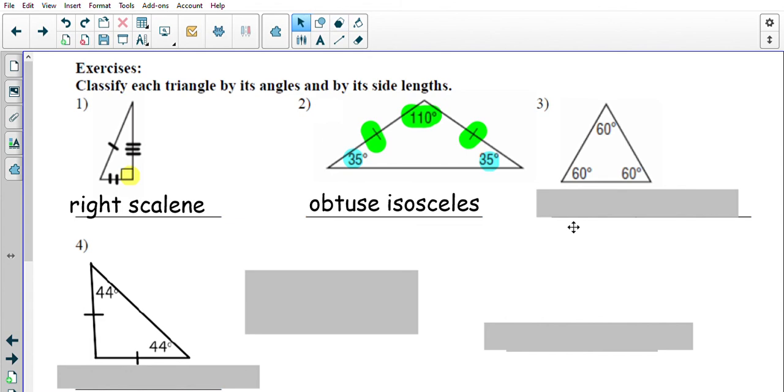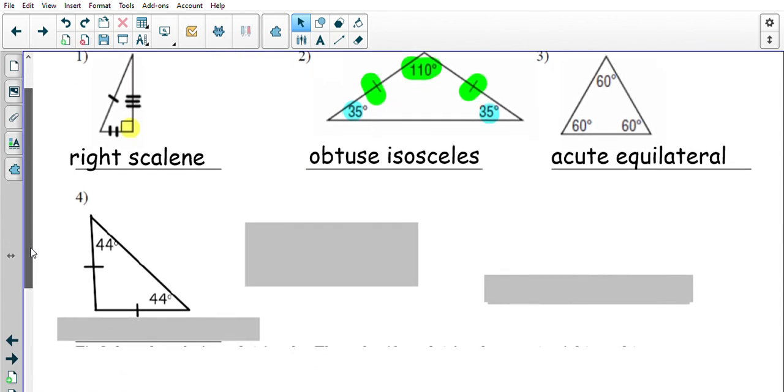Number 3, we saw this picture on the first page. This is an acute equilateral triangle. All 3 angles are acute, and that also means that all 3 side lengths, since they're all equal, are also going to be congruent. Not because they're acute, but because they're all the same measure.